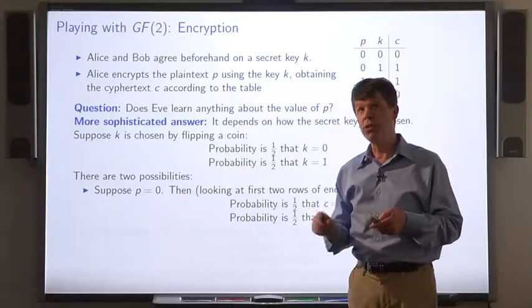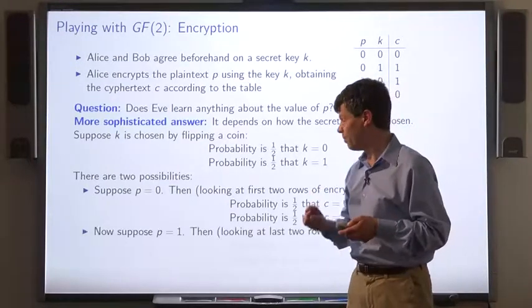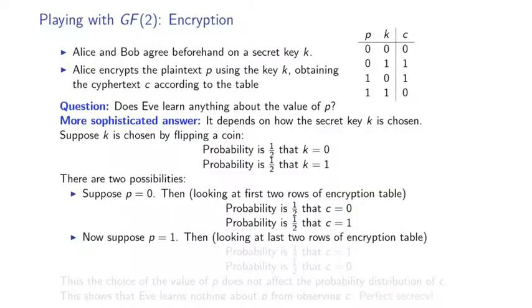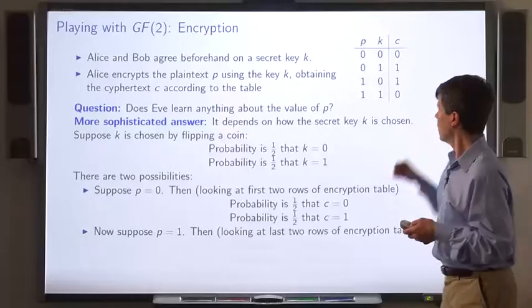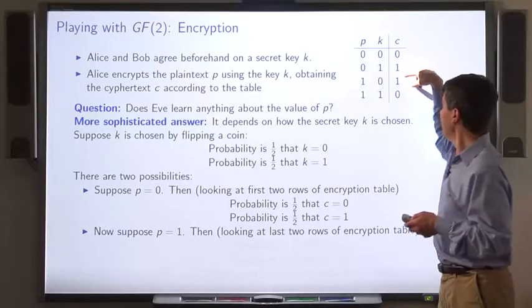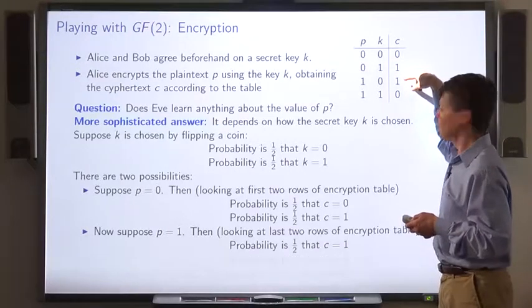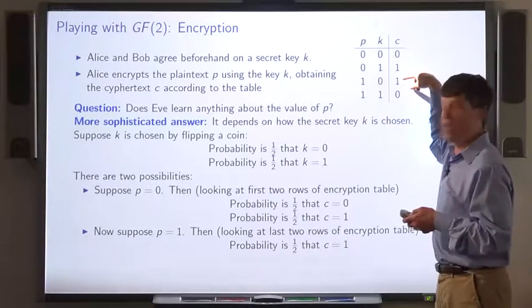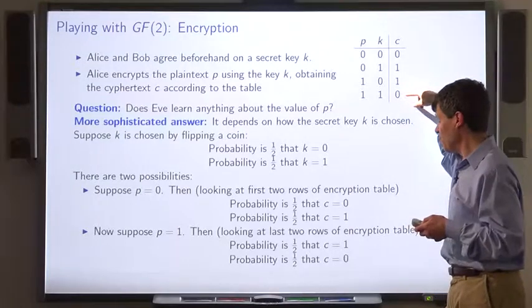Now suppose that the plain text was actually 1. Looking at the last 2 rows of the table, the key is chosen randomly. So the probability that the ciphertext is 1 is 1/2, and the probability that the ciphertext is 0 is 1/2.